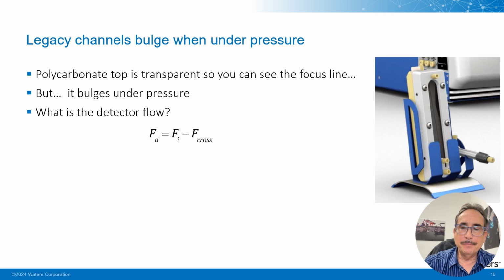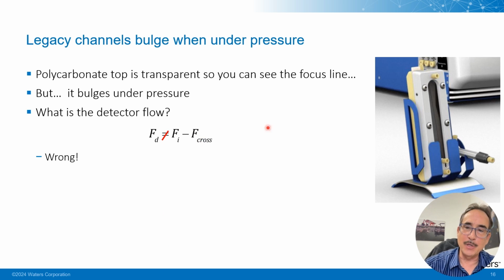Now, why is that a problem? Well, polycarbonate is great for looking in there. You can see the focus line, but when you put several metric tons on it, it bulges. And this actually has a very practical problem in that we control the amount of fluid that goes into the channel through the input, we control the amount of fluid that goes through the membrane and exits, that's the cross flow, and we infer the fluid flow that went through the detector chain is simply the difference between the two, right? It's the fluid that went into the channel minus the fluid that went out of the channel, and that makes perfect sense, except that it's wrong.